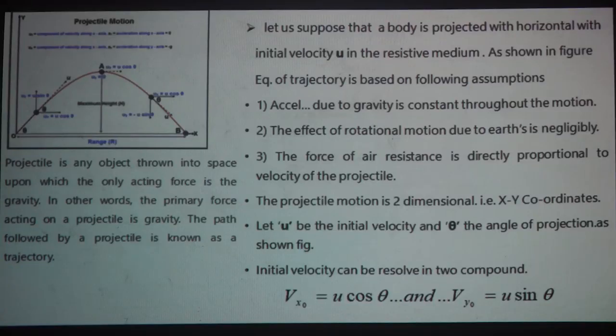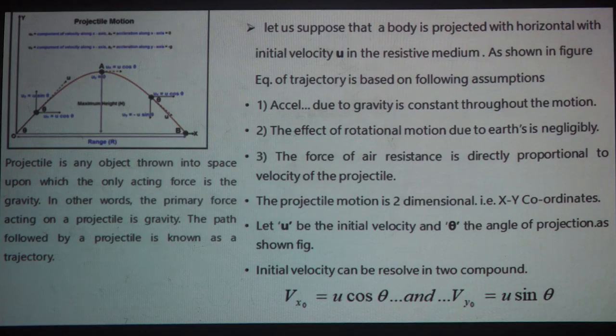Now we see the projectile motion as shown in the diagram. Let us suppose that the body is projected horizontally with initial velocity u in a resistive medium, as shown in the figure. Now you try to find out the equation of the trajectory.